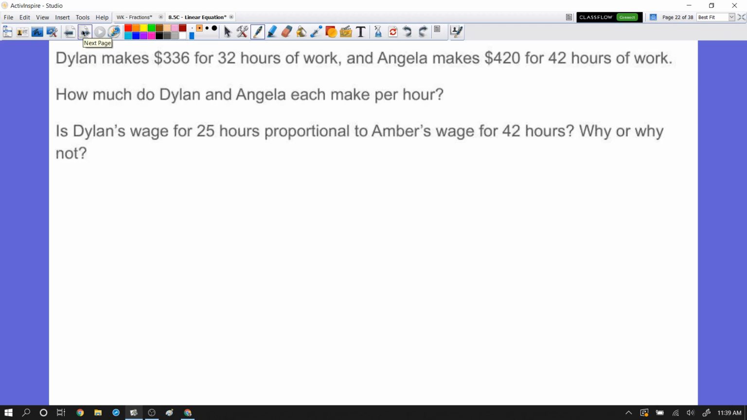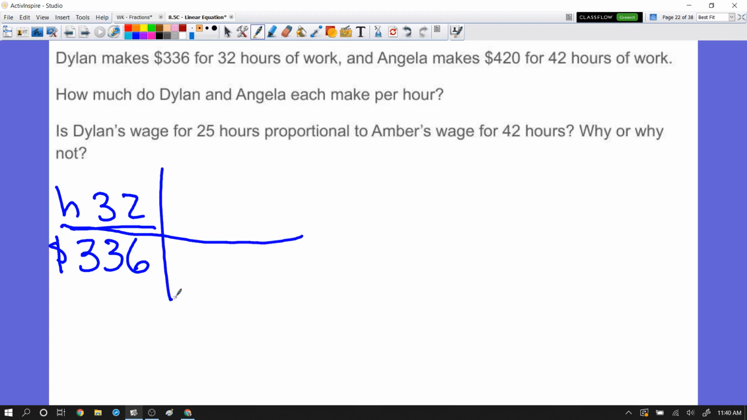Okay, so here's an example of a problem. Dylan makes $336 for 32 hours of work, and I'm going to set up a proportion just to show you. So if we know that Dylan is making $336 for 32 hours of work, I could figure out how much he makes in 1 hour by setting up a proportion. So what this is doing is creating equivalent fractions with a missing piece. Creating equivalent fractions with a missing piece is solving a proportion. Very, very simple. You do that by using cross products.